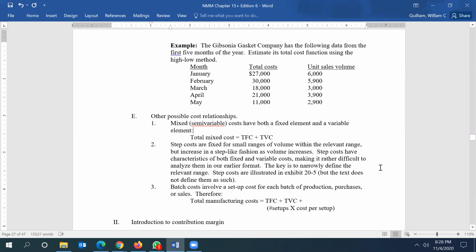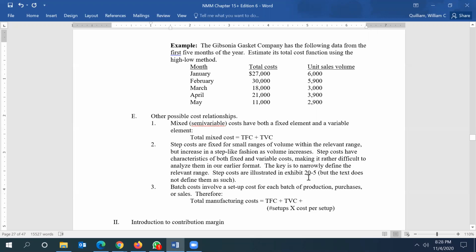And another type of cost we have is a step cost in number 2. Step costs are fixed for small ranges of volume within the relevant range, but they increase in a step-like fashion as volume increases. And step costs have characteristics of both fixed and variable costs that makes them rather difficult to analyze in our earlier format. And the key is to very narrowly define the relevant range. And they're illustrated in Exhibit 20-5.